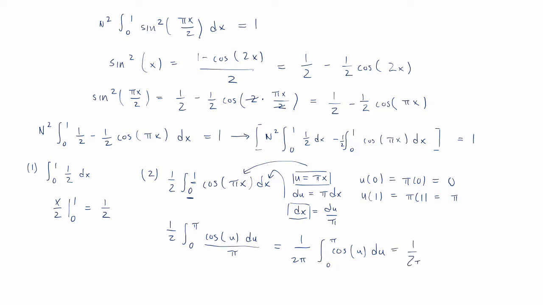So I have 1 over 2 pi. The antiderivative of cosine of u is simply sine of u. So I have sine of u evaluated from 0 to pi. So that's 1 over 2 pi times sine of pi minus sine of 0. Sine of 0 is 0. Sine of pi is also 0. So this entire expression is 0. So that integral is simply equal to 0. And I'll continue the work on the next slide.